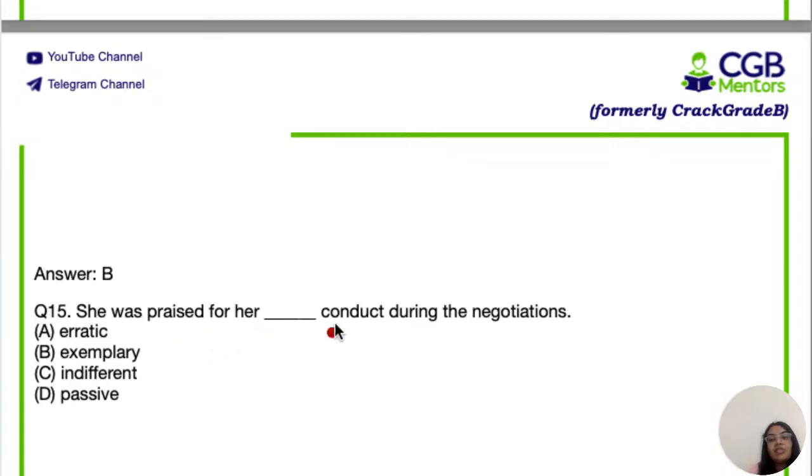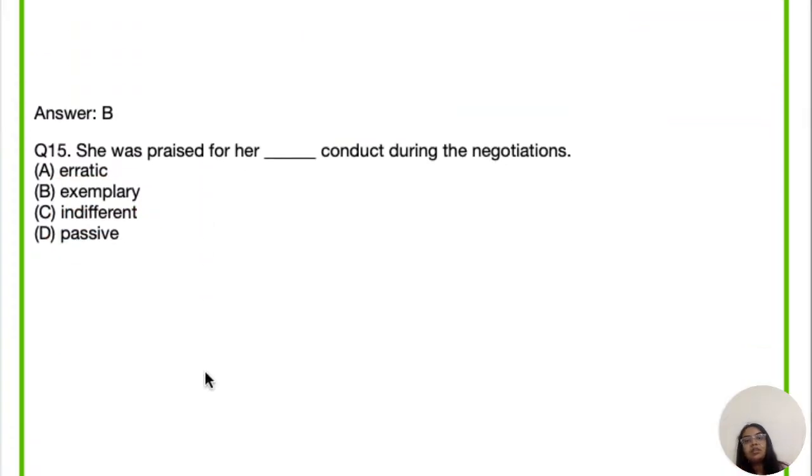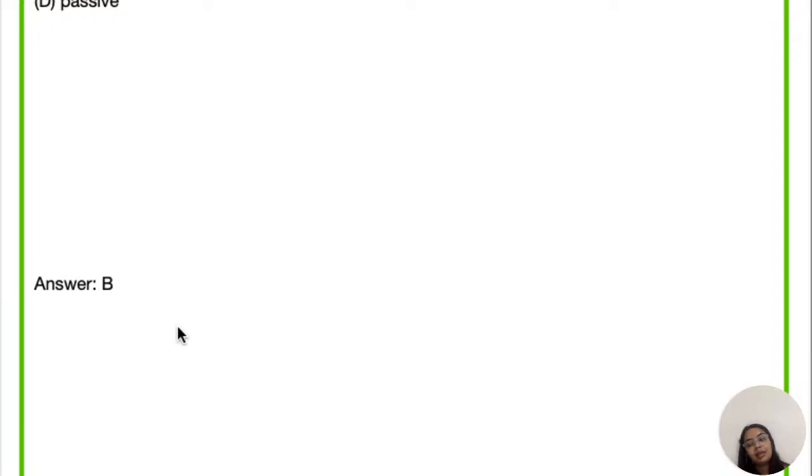She was praised for her conduct. Erratic, कभी भी कुछ भी बोल दिया जाके. Indifferent, passive, no emotion. Exemplary, perfect example type of conduct. तो ये आपके answers थे. Okay. So here we are done.